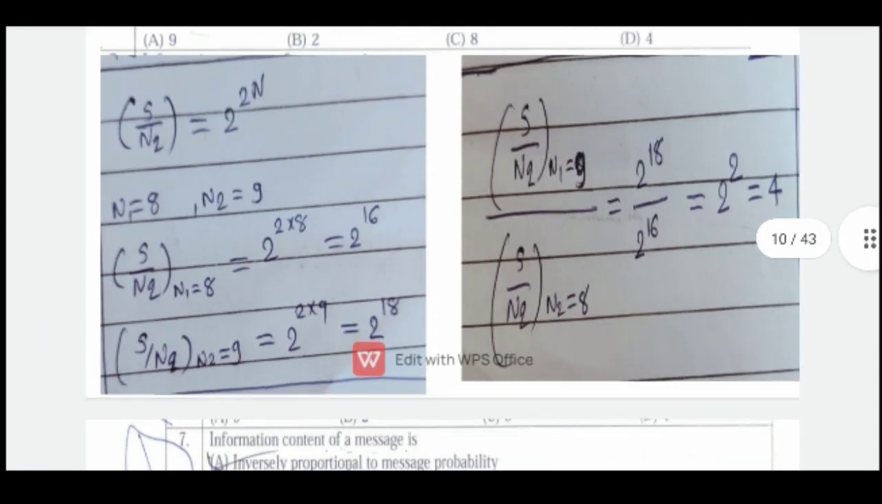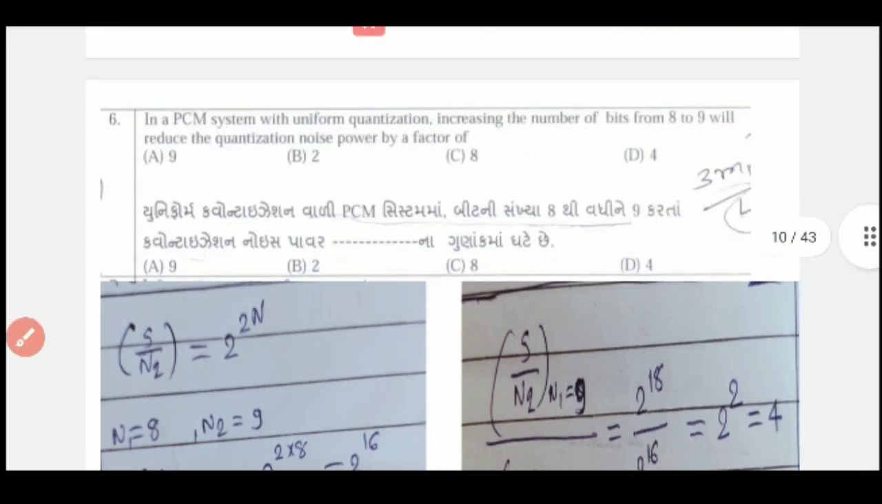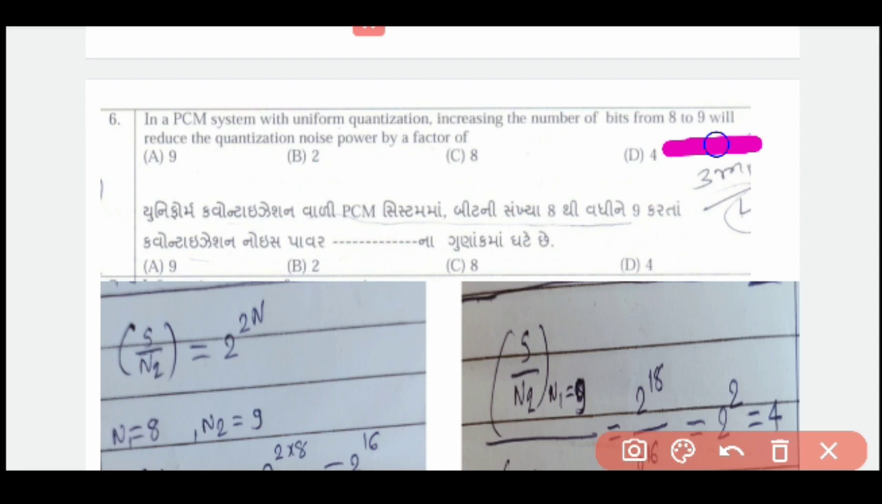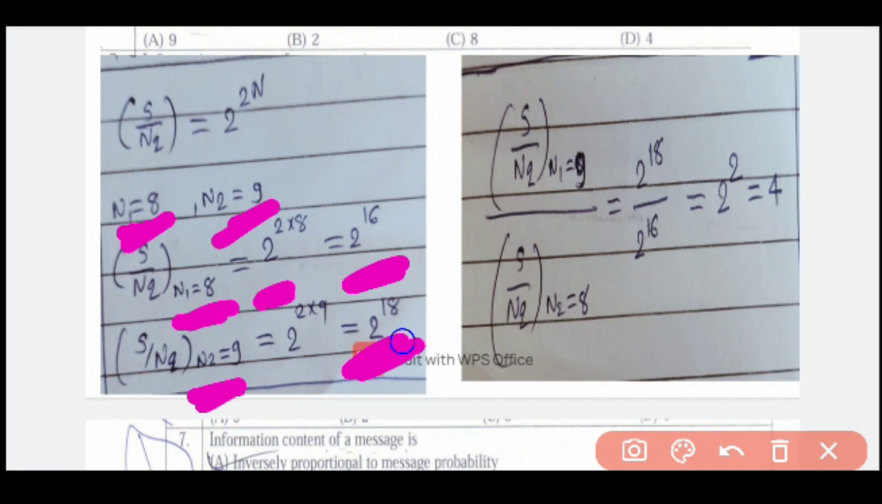We have the equation of signal to noise ratio is equal to 2 raised to 2n. Here we have n going from 8 to 9. Then we can take n1 is equal to 8, n2 is equal to 9. Then the signal to noise ratio for n1 is 8, we get 2 raised to 16. When we use n2 is equal to 9, we get 2 raised to 18. This is the signal to noise ratio. Taking the ratio, we get 2 raised to 2, which is equal to 4.